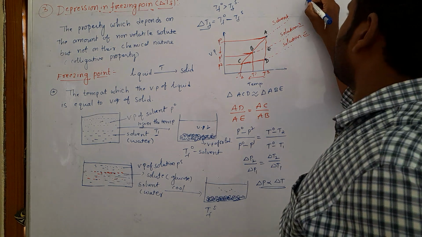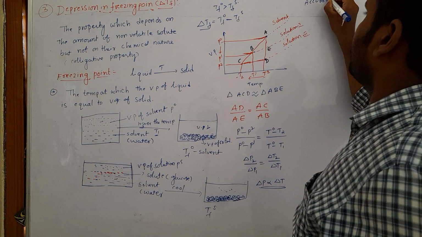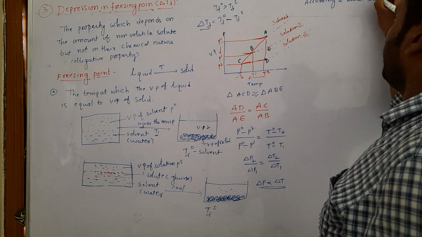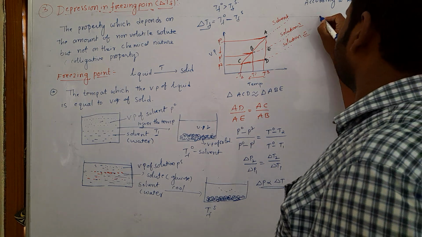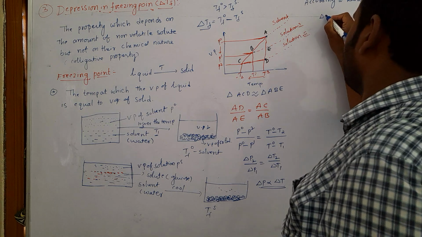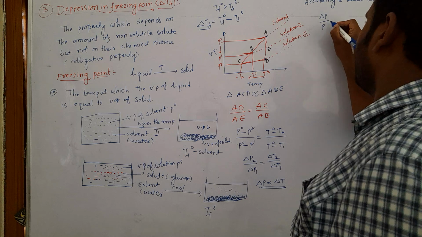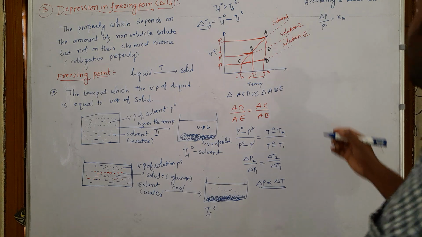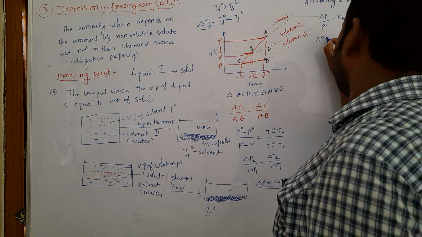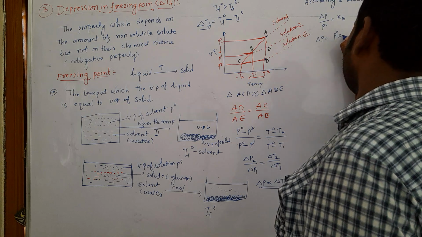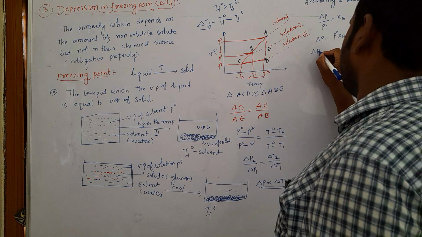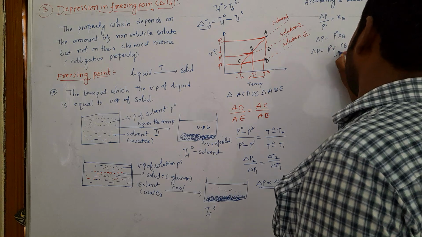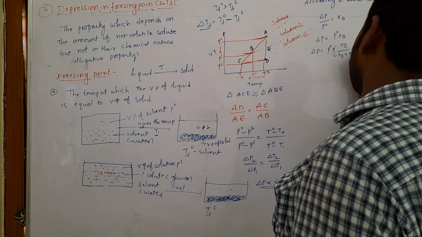Here, according to Raoult's law, we already know delta P by P naught is equal to the mole fraction of B. So delta P is equal to P naught into the mole fraction of B, meaning number of moles of B by number of moles of B plus number of moles of A.